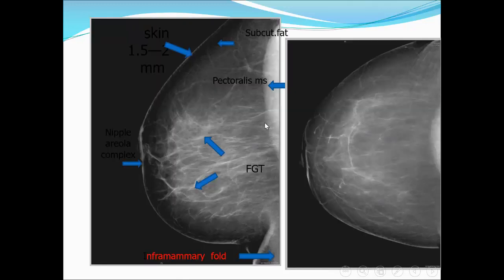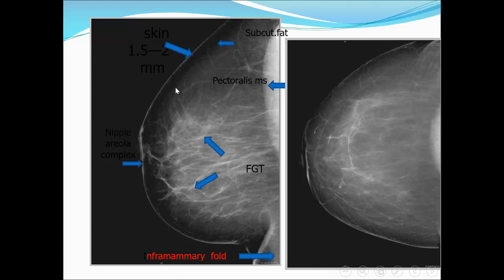This is the normal anatomy of the breast. This is the nipple areola complex. This is the nipple, and this is the nipple areola complex, and usually the areola is slightly thicker than the rest of the skin. The skin of the breast is about 1 to 1.5 millimeter, but it is about 2 millimeter in the retroareolar region.